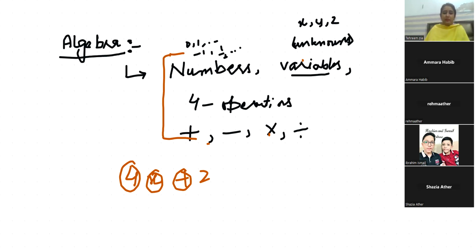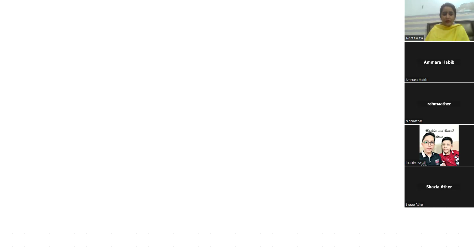So today, before starting the first topic of algebra, we should know one important thing, and that is what are terms. So this is an important one. Okay, so what are terms? Does anyone have any idea what a term is in algebra?